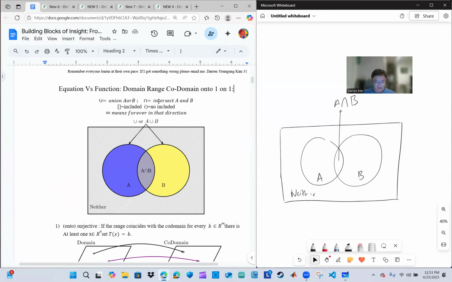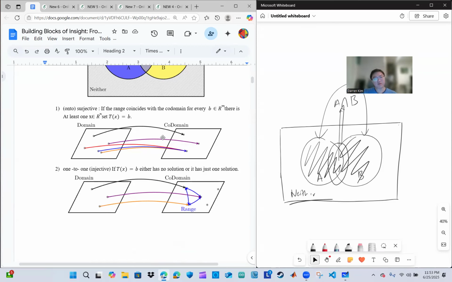Basically, if there's stuff over here and stuff over here, this portion is the intersection, and union means everything basically. That's why it says A or B. The union symbol equals or, and this intersection shape equals and. If it's neither, well, you're out of luck. Why is that important? We go onto, surjective, we go from a domain to a codomain, and then there's one-to-one, injective, and then there's this range vector over here.